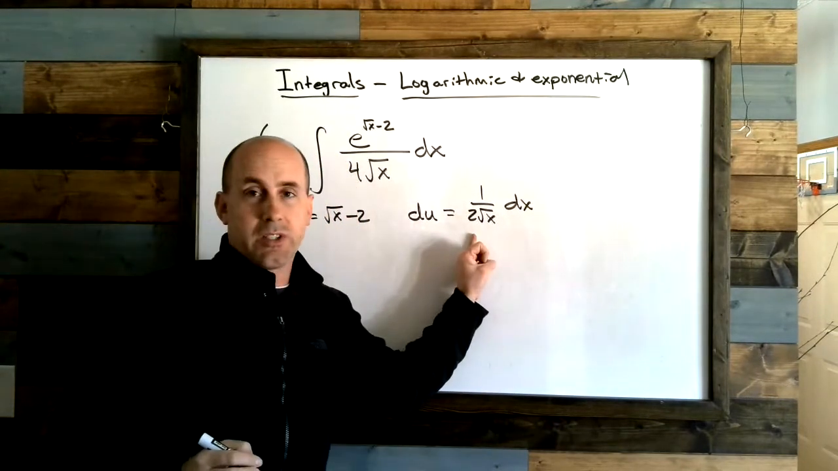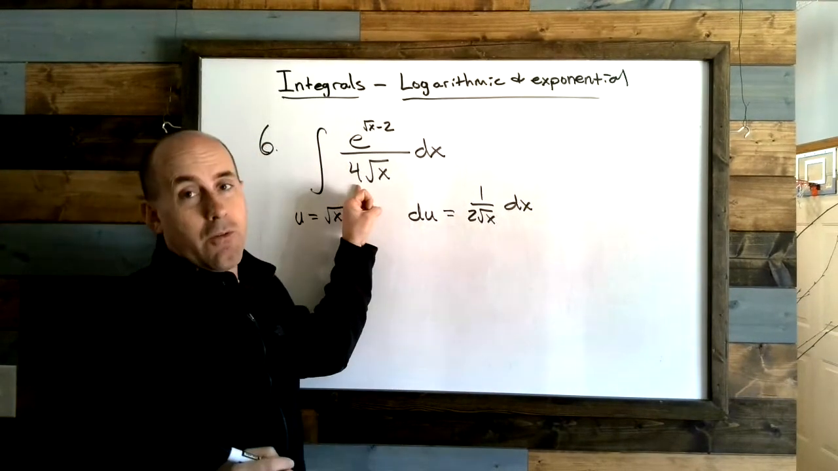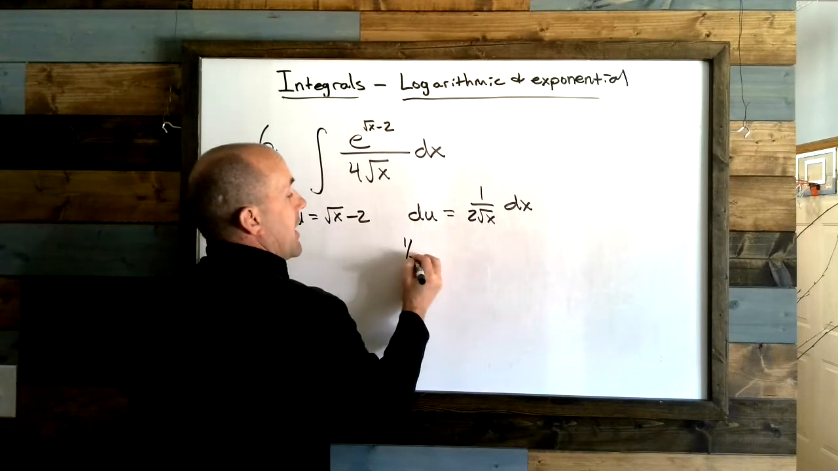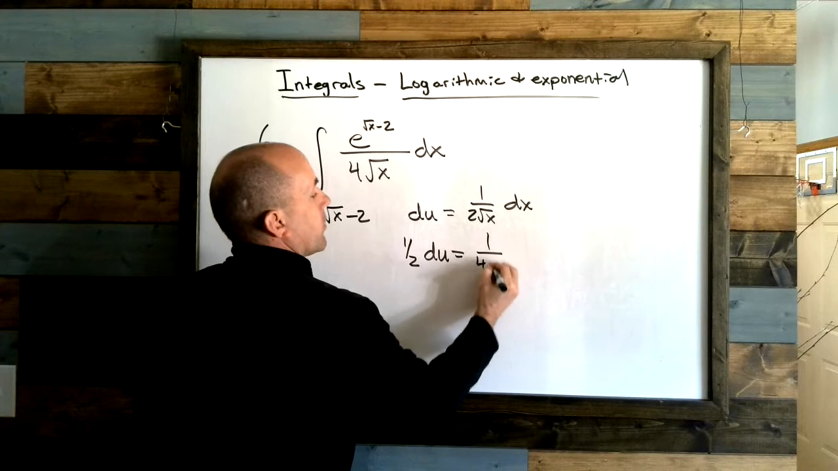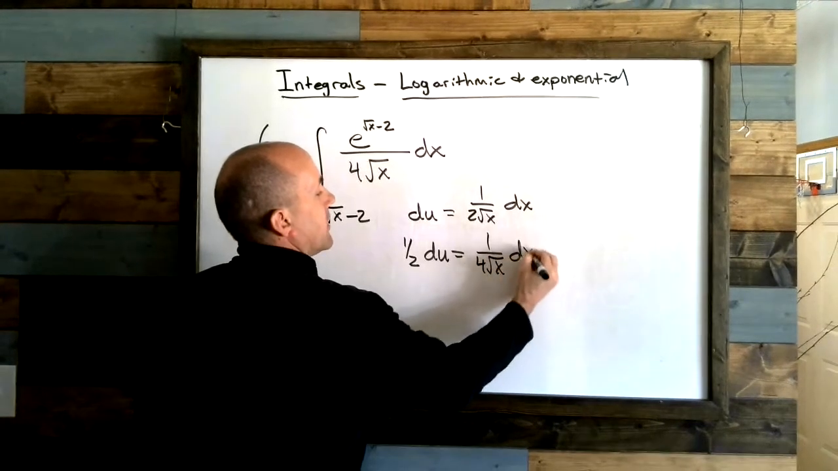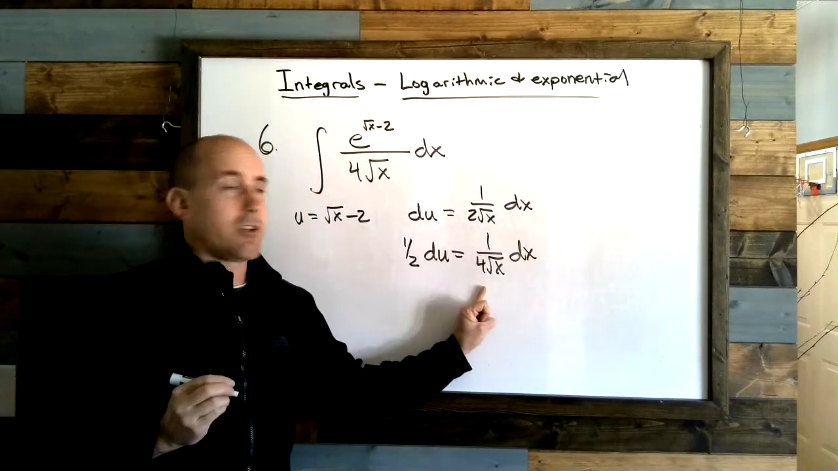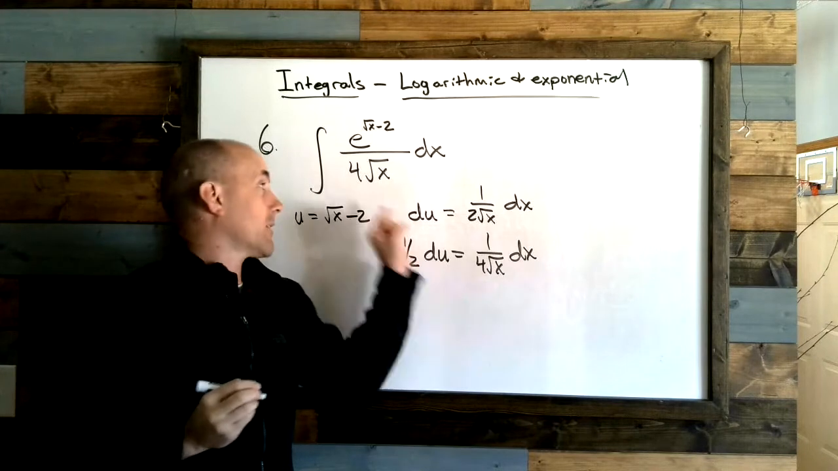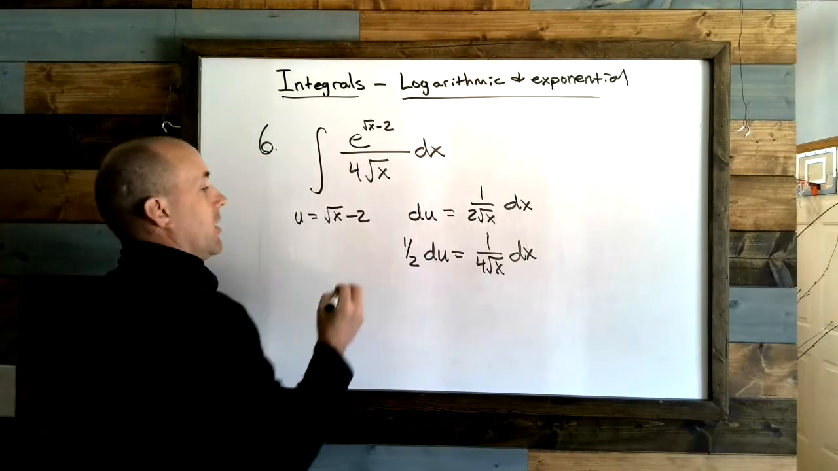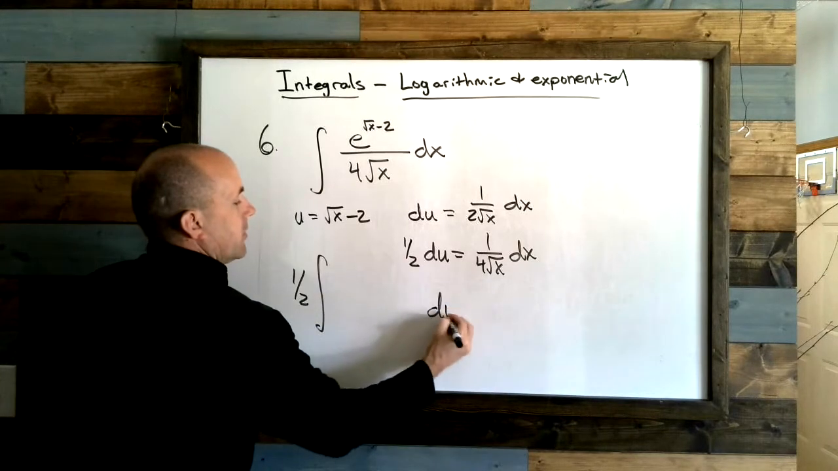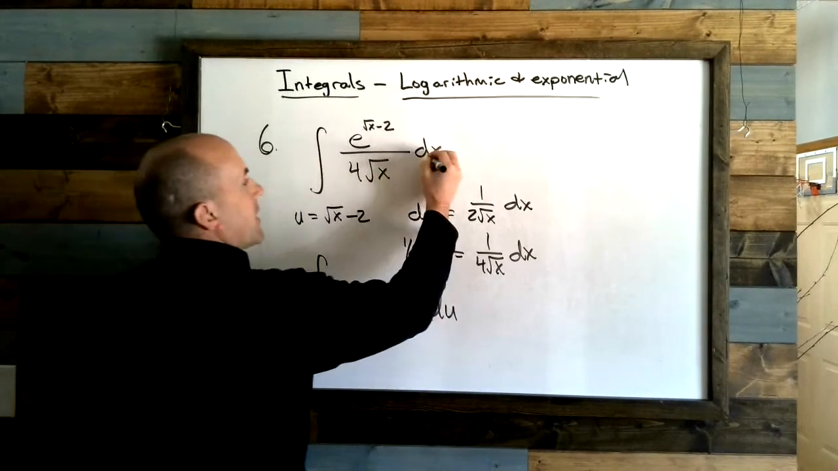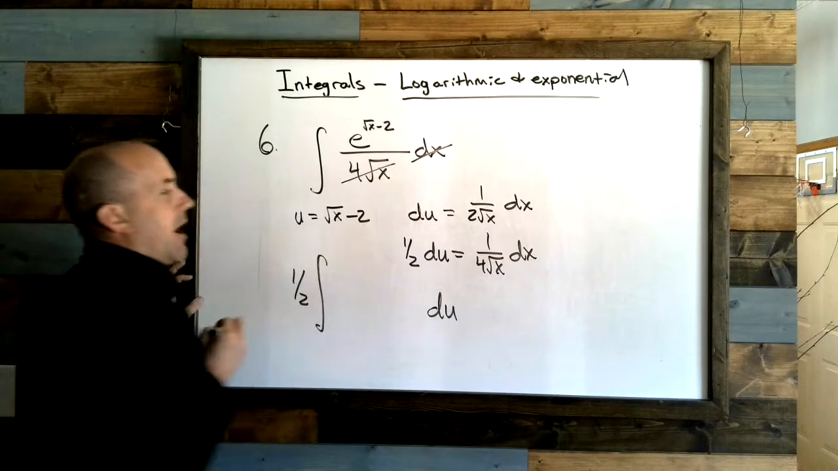Notice that the 2 sits in the denominator here. Here I have a 4. So if I multiply by a half, 1/2 du is equal to 1 over 4 roots of x, dx. Now in that situation, I have the 1 over 4 roots of x, which is exactly what I have there. 1/2 integral du. I can go ahead and get rid of that and that.